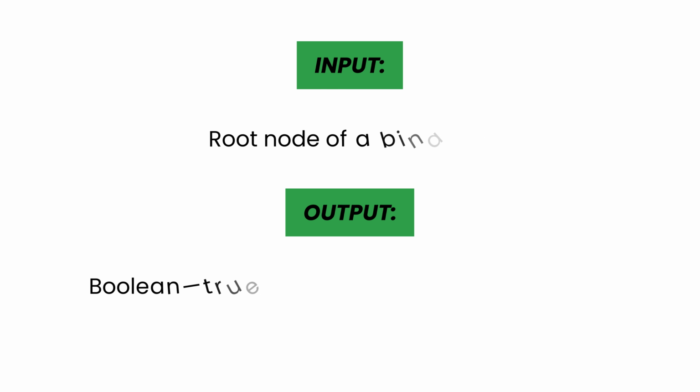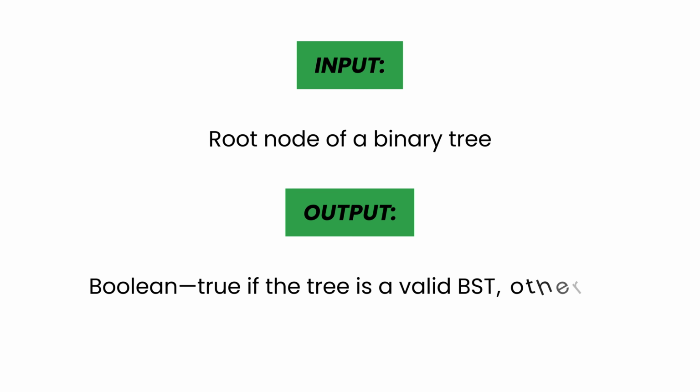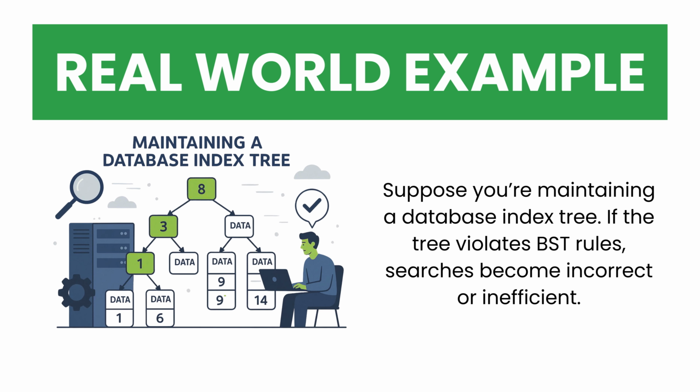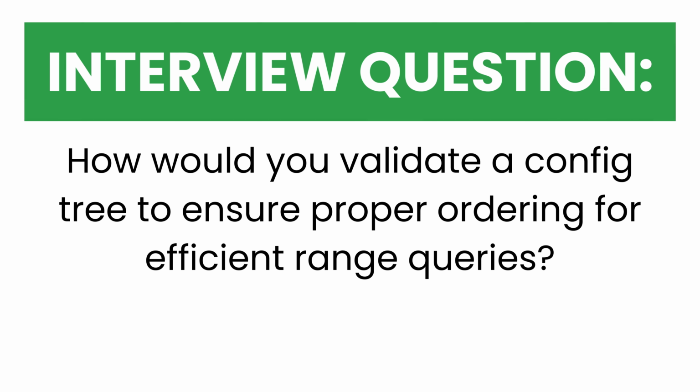Input: root node of a binary tree. Output: Boolean, true if the tree is a valid BST, otherwise false. Here is a real-world example. Suppose you're maintaining a database index tree. If the tree violates BST rules, searches become incorrect or inefficient. An interviewer might ask, how would you validate a config tree to ensure proper ordering for efficient range queries?